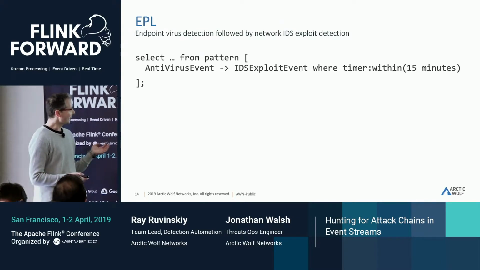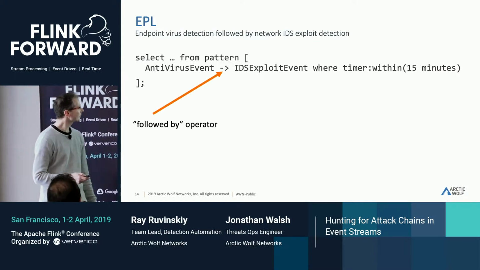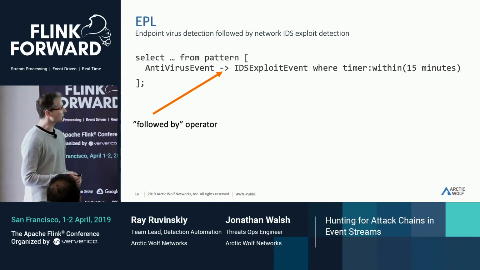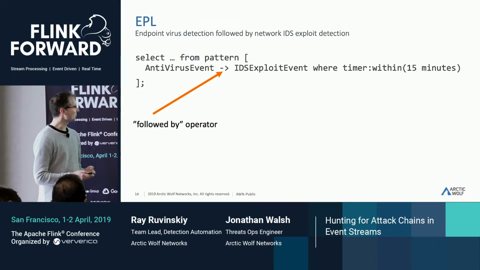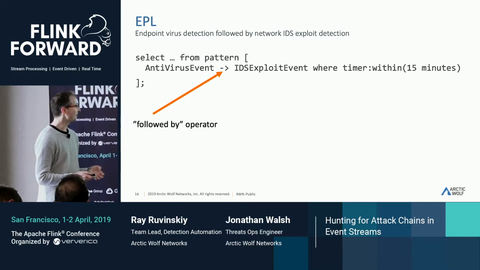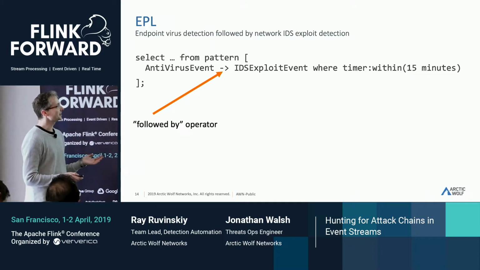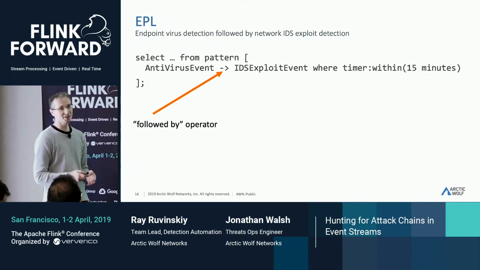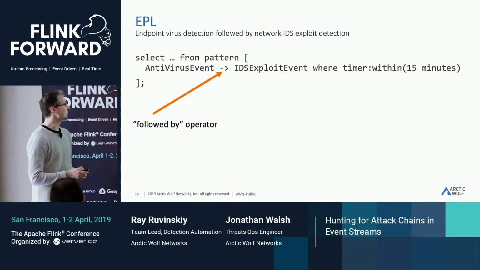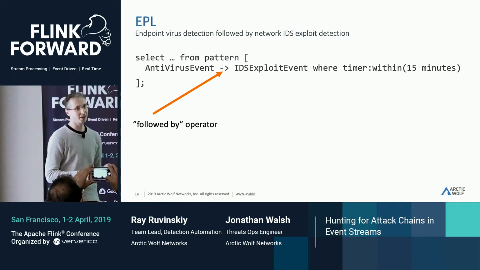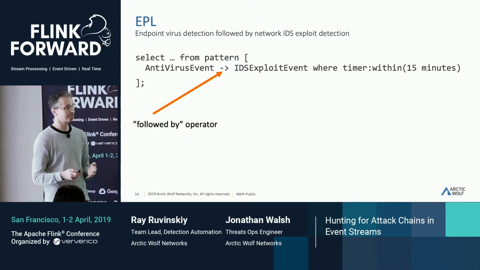And so again, we have EPL come into this. So we're starting with the select. The pattern keyword introduces a pattern where the order of the events matters. And we're looking for an antivirus event, which is, again, a type of event, followed by the arrow, which is a follow-by operator, an IDS exploit event, and we say we're timer within 15 minutes, which imposes a timeout on the length of this entire match. So if we don't see an antivirus event followed by an IDS exploit event within 15 minutes, the match times out, and it starts looking again.